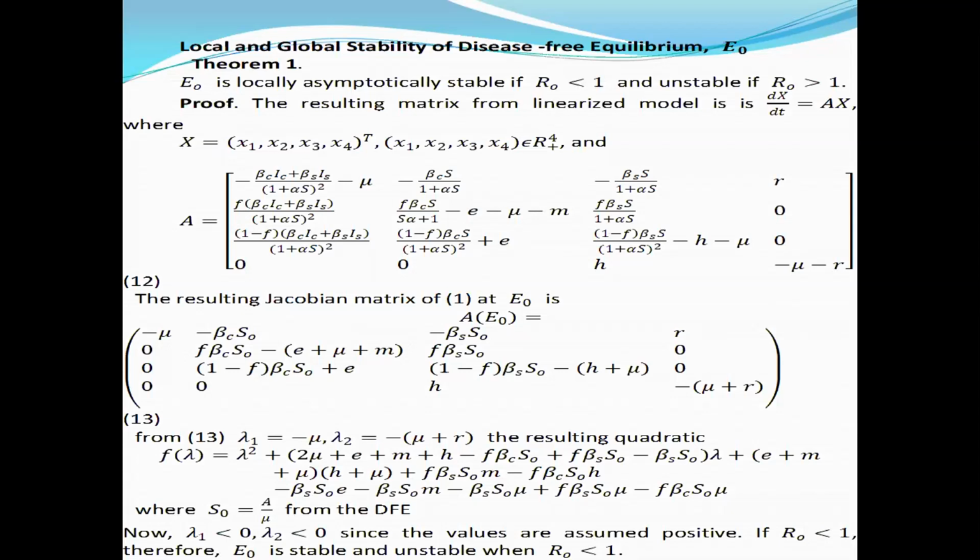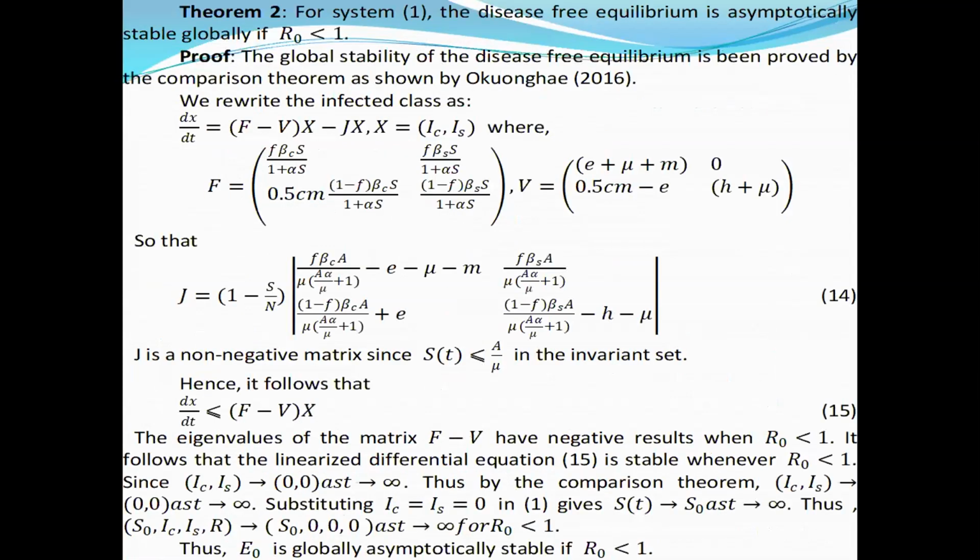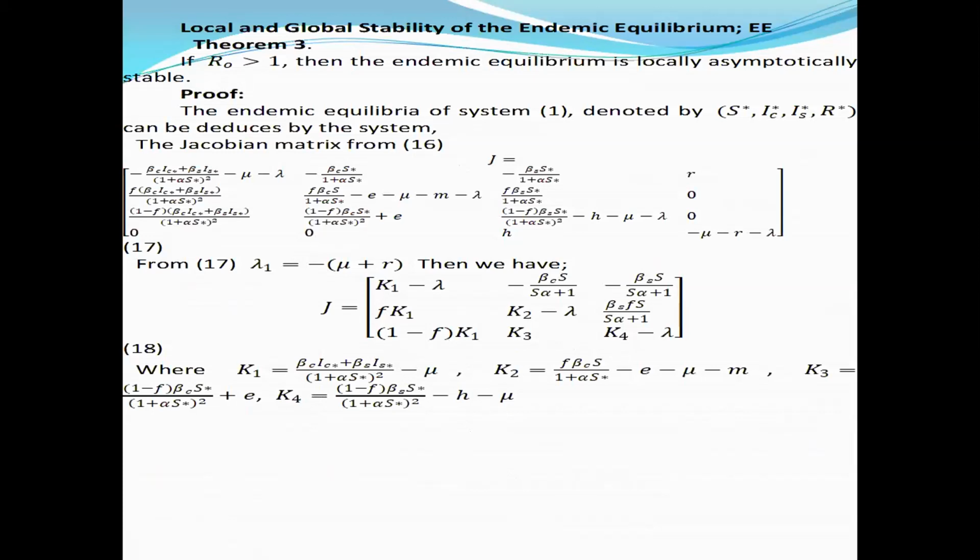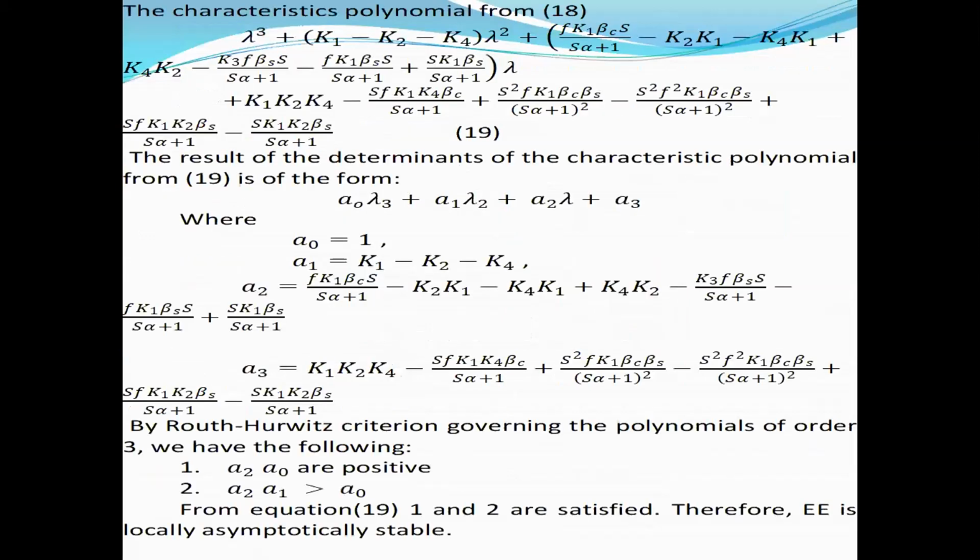Also, for the global stability, we use the Okonoga 2016 method to prove our global stability. And after the testing, it was shown that the disease-free equilibrium is globally asymptotically stable. Also, we do the local and the global stability of the endemic equilibrium, where our R0 is greater than 1. So we also use the Routh-Hurwitz criterion to determine the local stability of the endemic equilibrium.